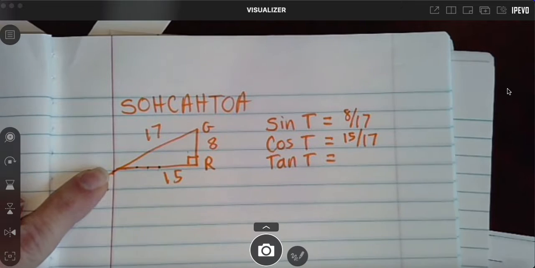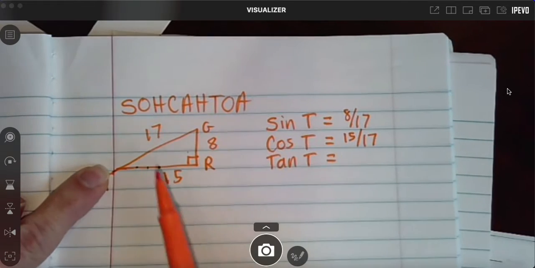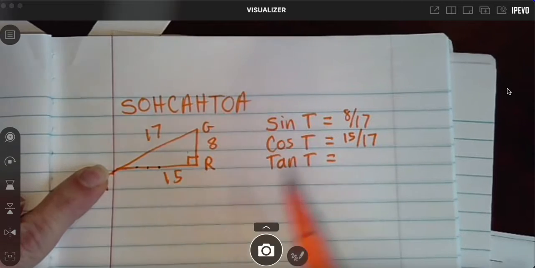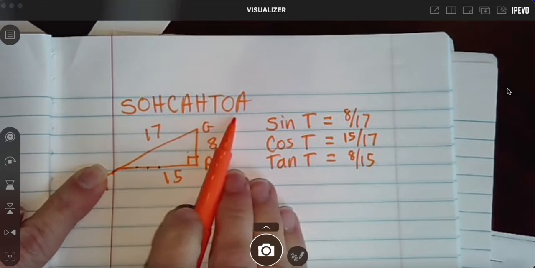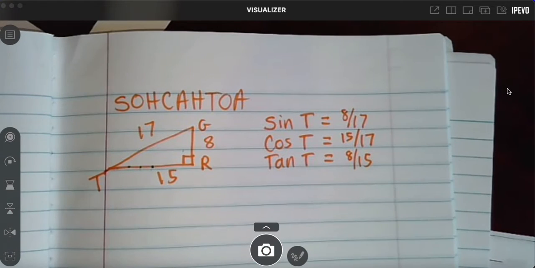And then finally, the tangent is opposite over adjacent from this angle t. Which one's opposite? 8, and then adjacent was 15. 8 over 15. So does everybody understand how to read this word right here? SOHCAHTOA. Yes.